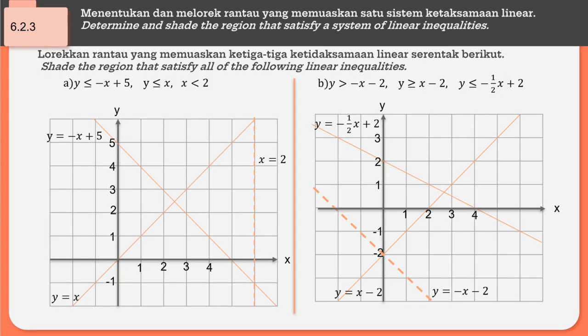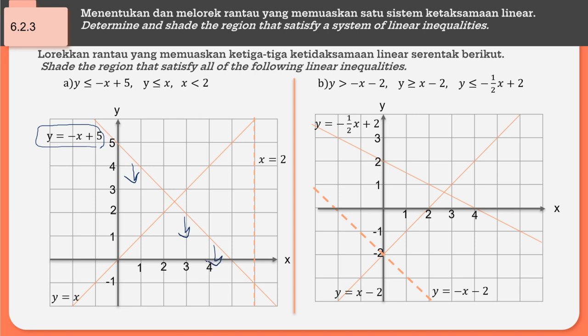Alright, so 6.2.3, determine and shade the region that satisfy a system of linear inequalities. This one only involves shading the region. So look at the first one. We have y less or equals to negative x plus 5. So this is the line here. You have an equation. This is the line. So the area should be below the solid line.